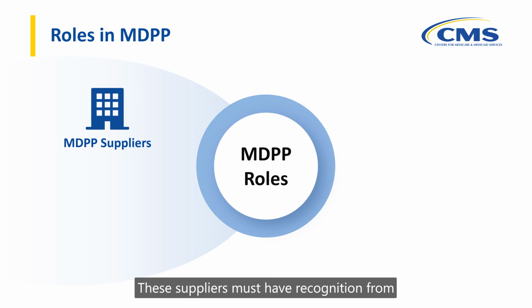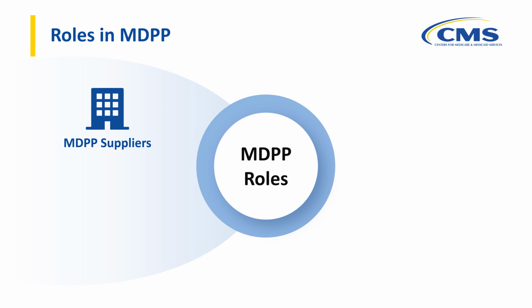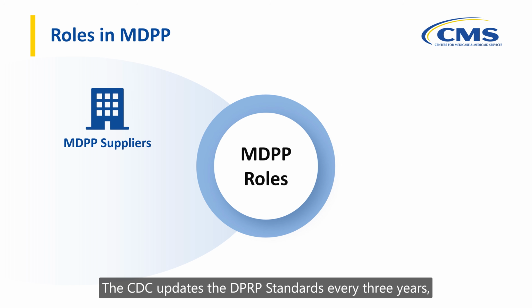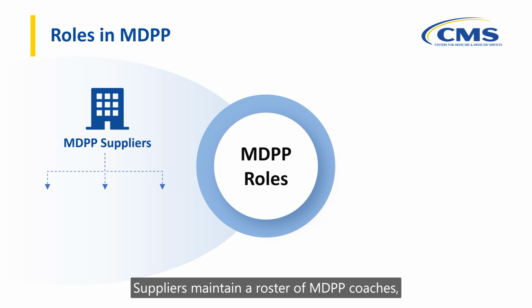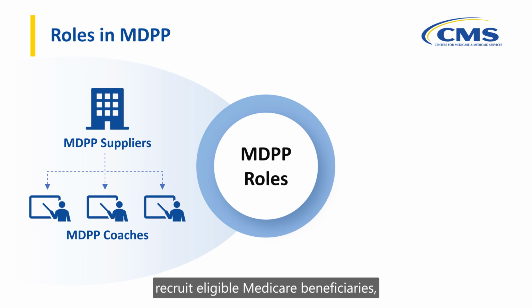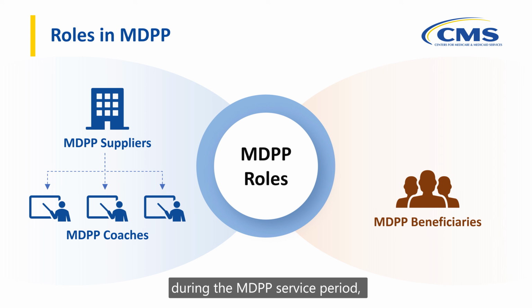These suppliers must have recognition from the Centers for Disease Control and Prevention, CDC, Diabetes Prevention Recognition Program, DPRP, which confirms adherence to the latest CDC DPRP standards. The CDC updates the DPRP standards every 3 years, with the most recent update prior to this video taking effect on June 1, 2024. Suppliers maintain a roster of MDPP coaches, recruit eligible Medicare beneficiaries, manage beneficiaries through the 22 total sessions allowed during the MDPP service period, and submit claims for services provided.